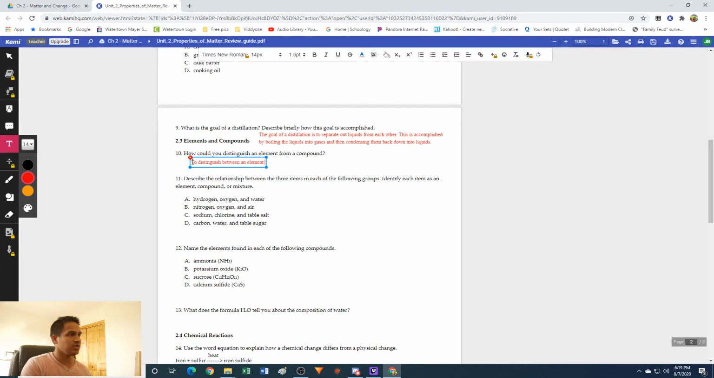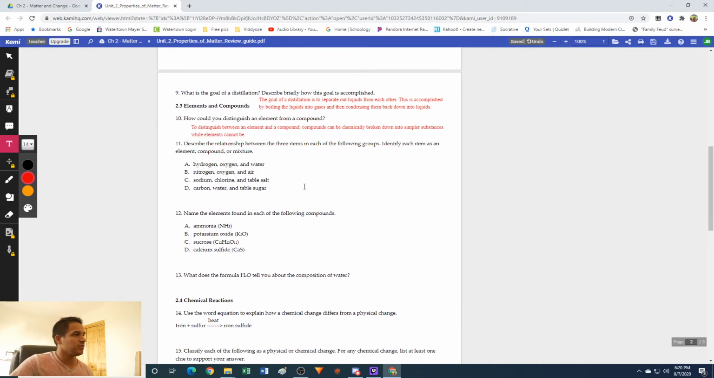Okay, so we can say that to distinguish between an element and a compound, compounds can be chemically broken down into simpler substances, while elements cannot be. Okay, something like that. All right, number 11, describe the relationship between the three items in each of the following groups. Identify each item as an element, compound, or mixture.